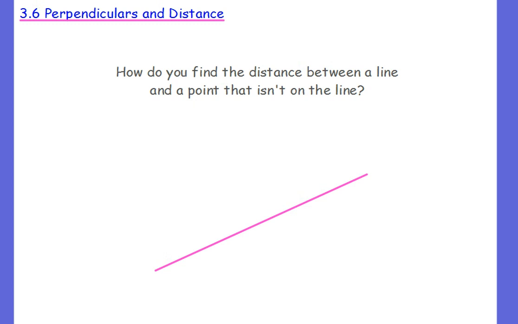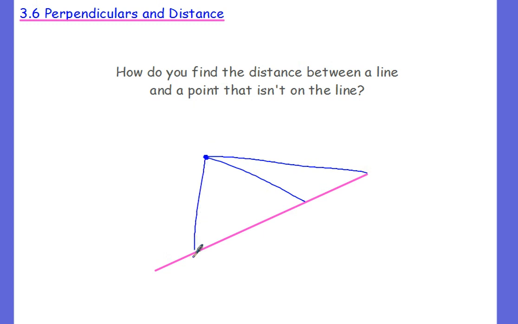So I have a question for you right here. It says, how do you find the distance between a line and a point that isn't on the line? So I've got a line drawn. Let's say that we have some point, doesn't matter where it is, just pick a point, but it's not on the line. How would you find the distance between those two things? Like, what does that even mean, the distance between them? Would that be from here to here? Is that the distance between them? Or maybe from the point to the end point over there? Is that the distance? Maybe over here?